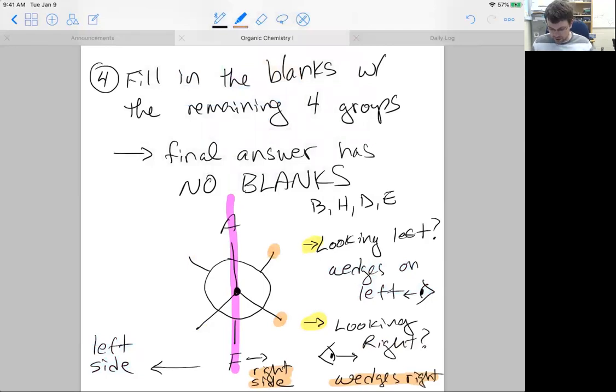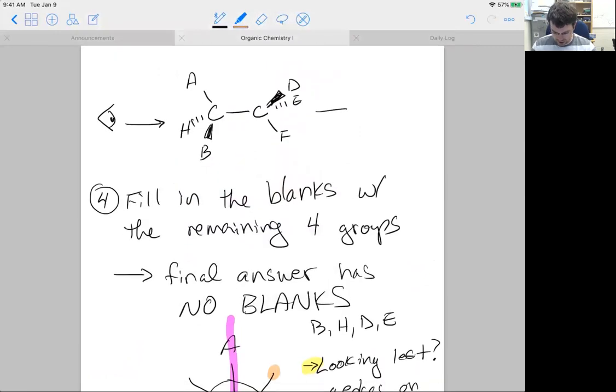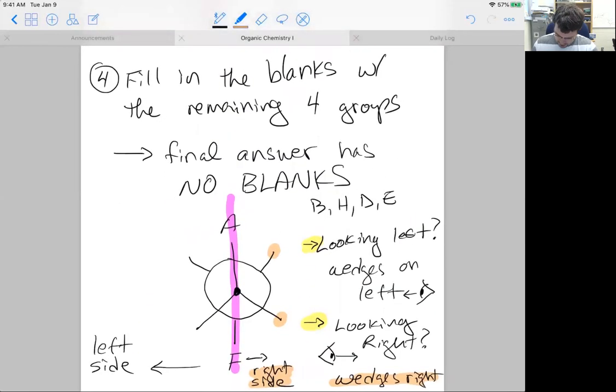Okay, let's go back up to our structure. We're at our seesaw structure. And what are the wedges? The wedges are B and D. They're the things that are attached by wedges. So B and D go on the right side. So we've got two groups that we need to add to two blank positions. How do I add them?